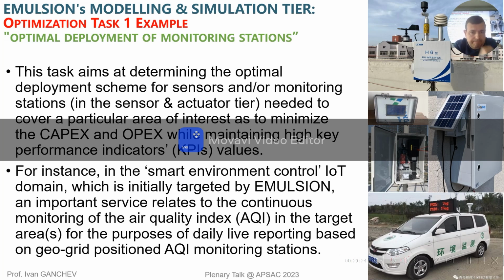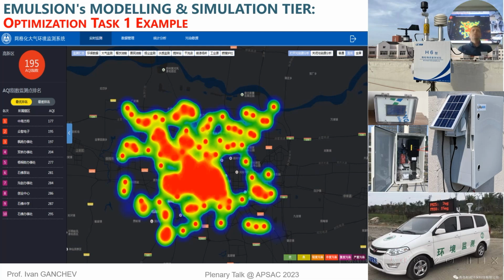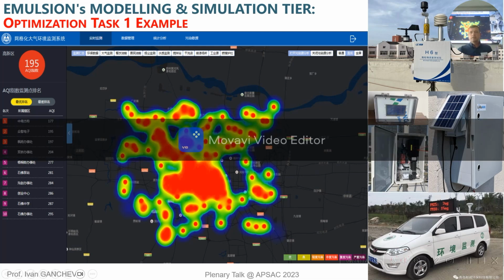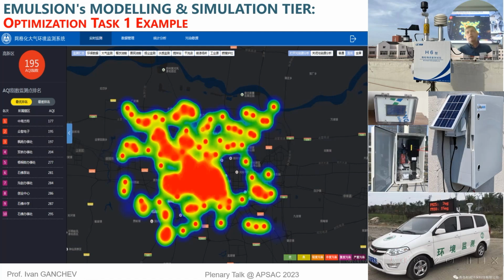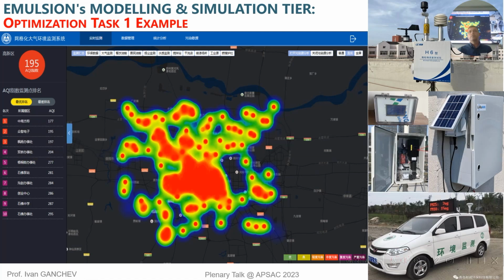So people must be aware. The idea here in the first optimization task is to cover a particular area of interest with monitoring stations, AQI monitoring stations, some examples of which you can see here. This includes commercial stations, which are very expensive because they must comply with the existing standards, but we are also building our own, mainly with our Chinese partners. These could be stationary, so fixed stations, and could also be mobile, which means installed on vehicles in order to measure the air quality in particular points of interest.